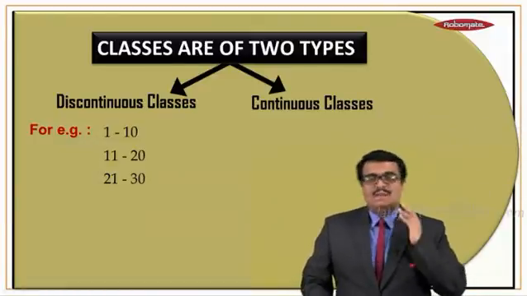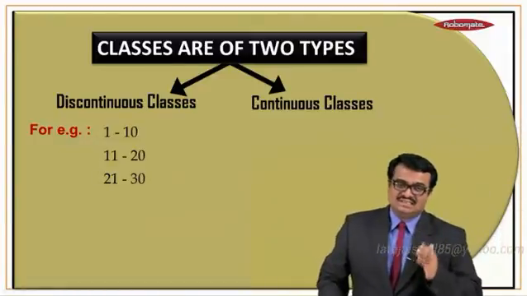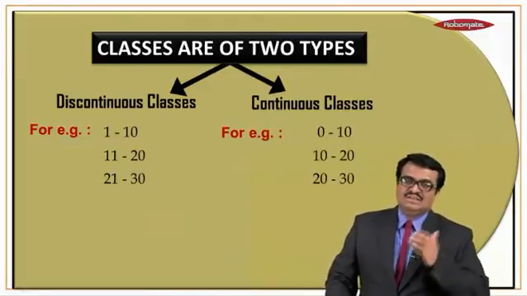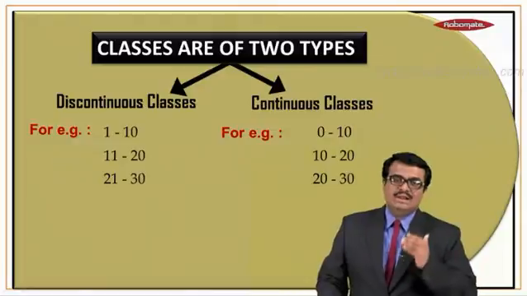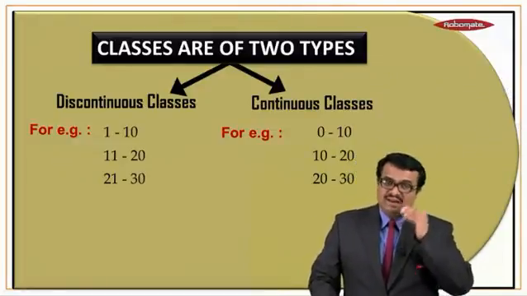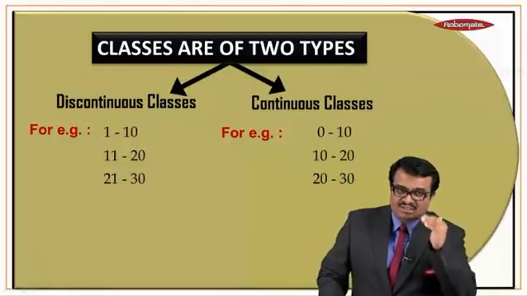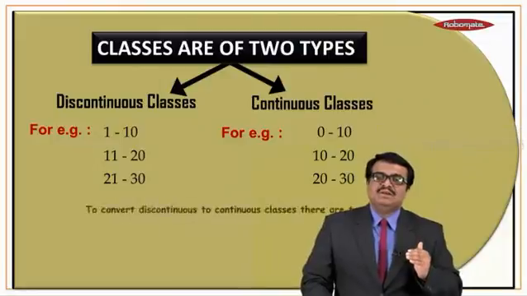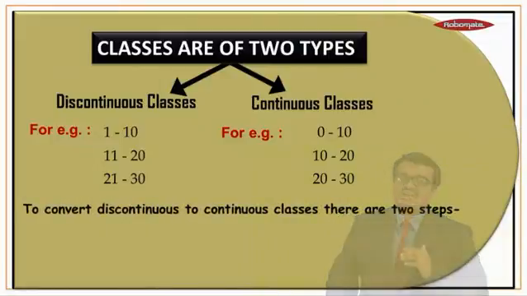Okay, one more type is there. They are called continuous classes. Continuous classes, how do they look, let us see. Continuous classes look like this, 0 to 10, 10 to 20, 20 to 30. Where the first one ends, the second one starts from there, 10. Where 10 to 20, where the second one ends, 20, the third one starts from 20, 20 to 30 and so on.